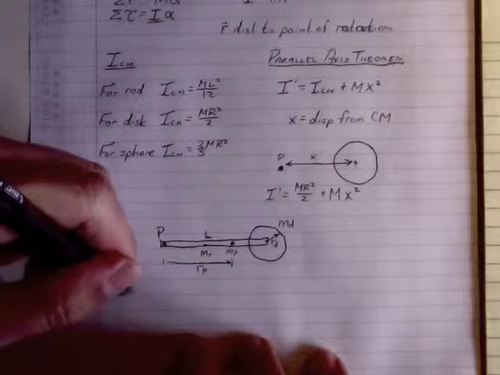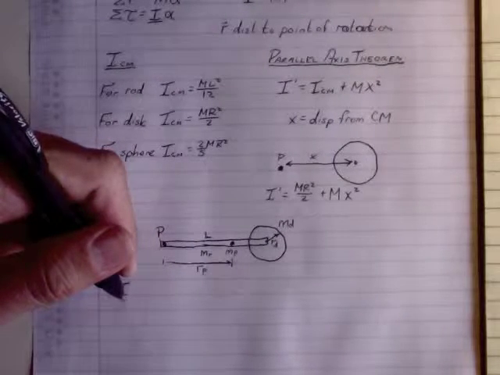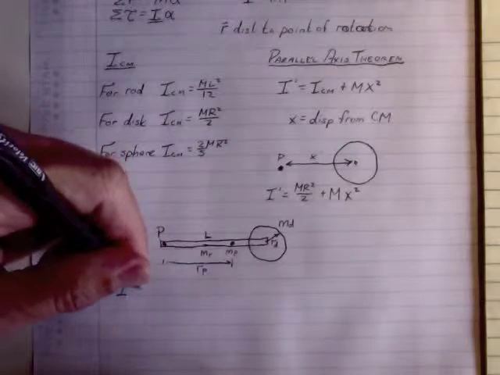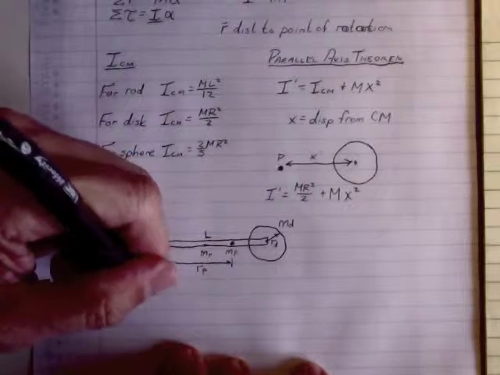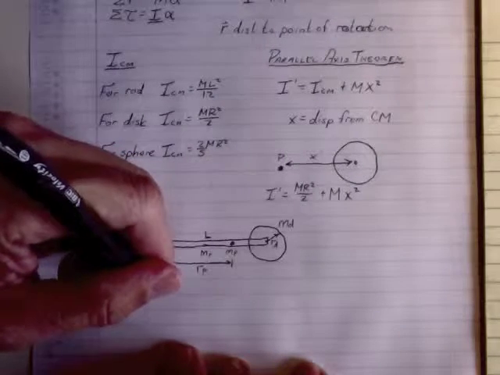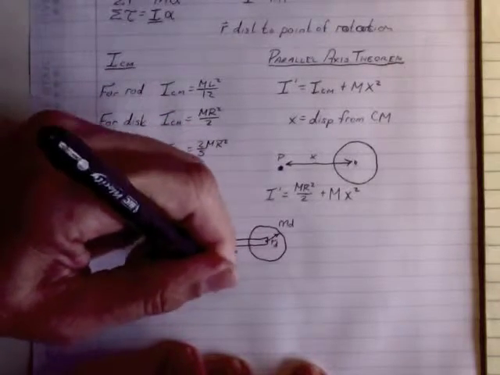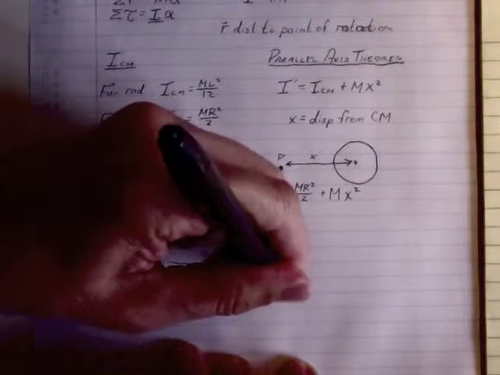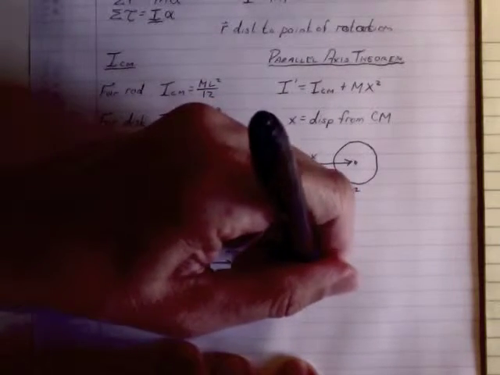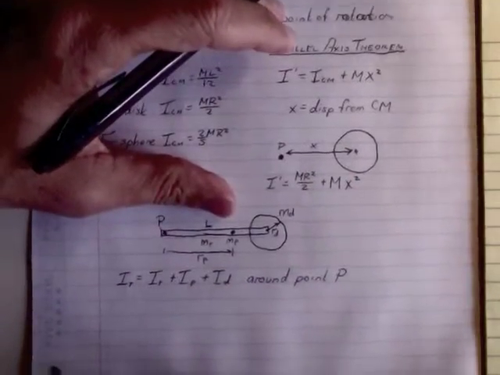Total rotational inertia is going to be, I'll put total, the rotational inertia of the rod plus the rotational inertia of the point plus the rotational inertia of the disk around, and we use this expression, around point P. In other words, we're considering point P to be our axis. So let's take a look at that. Let's see how that works out.